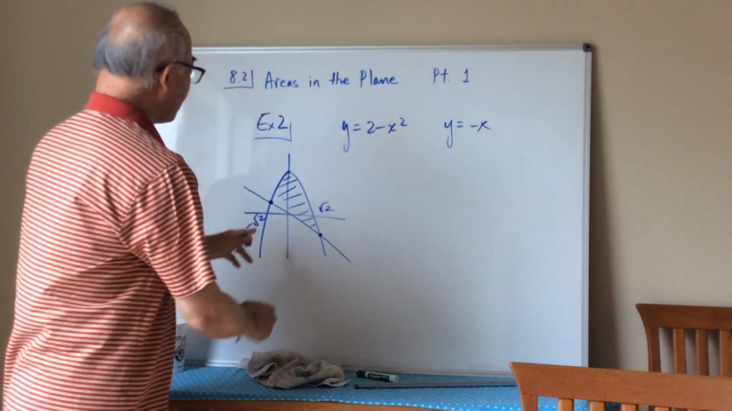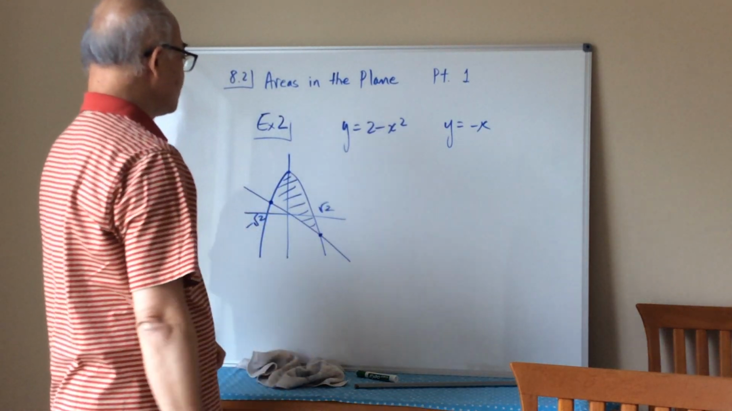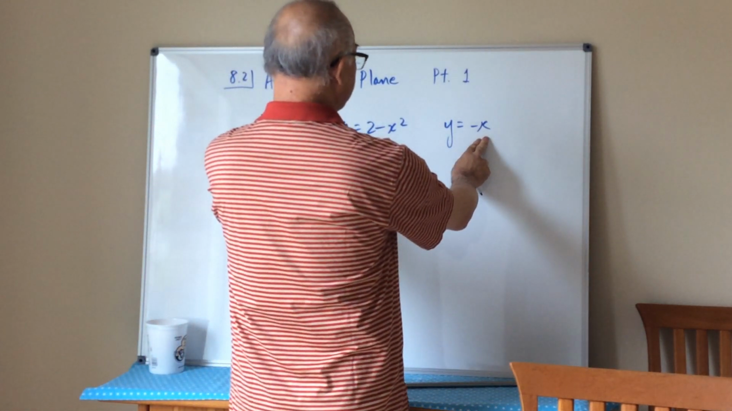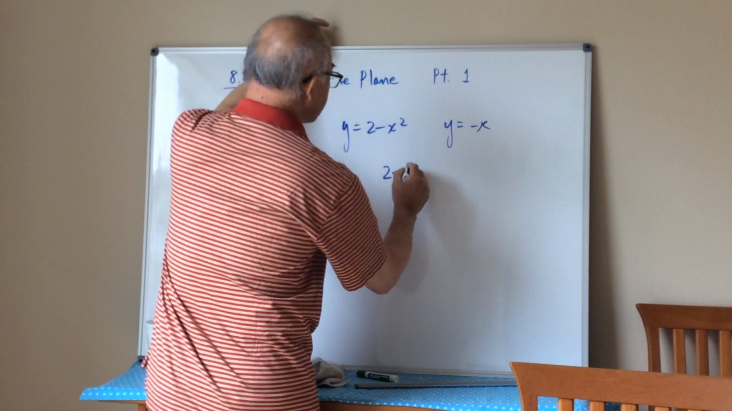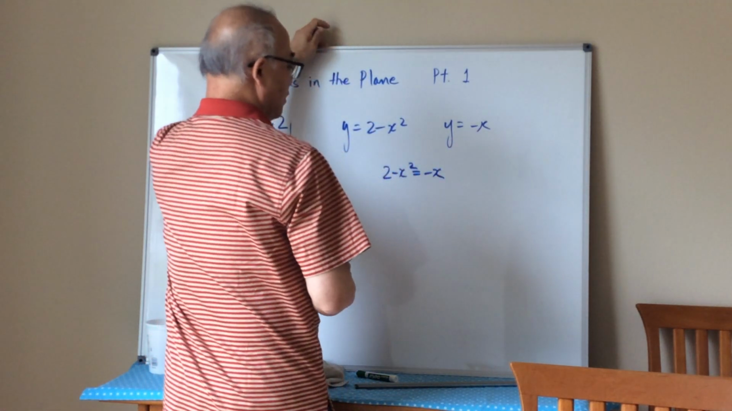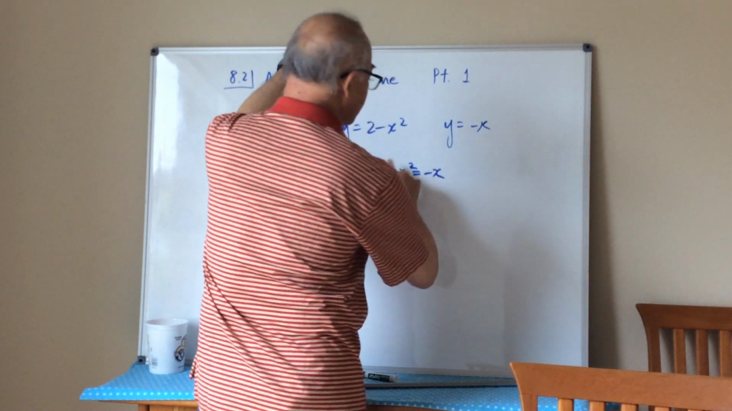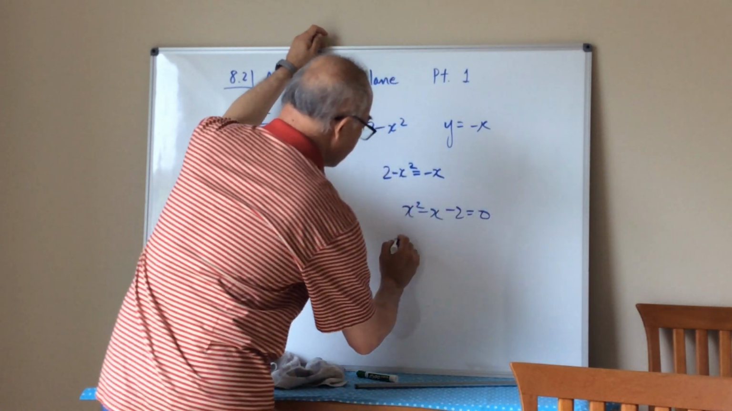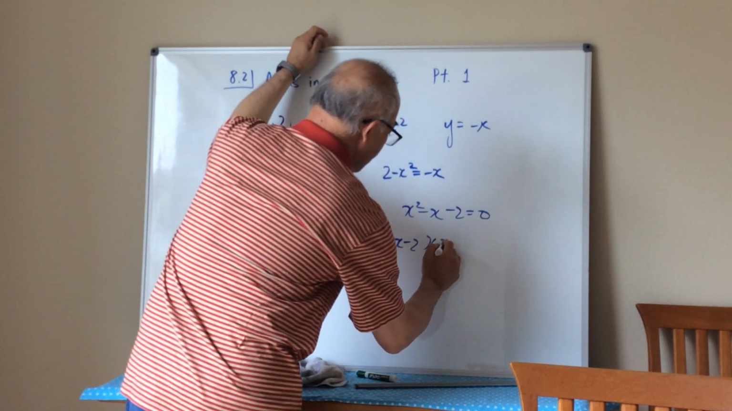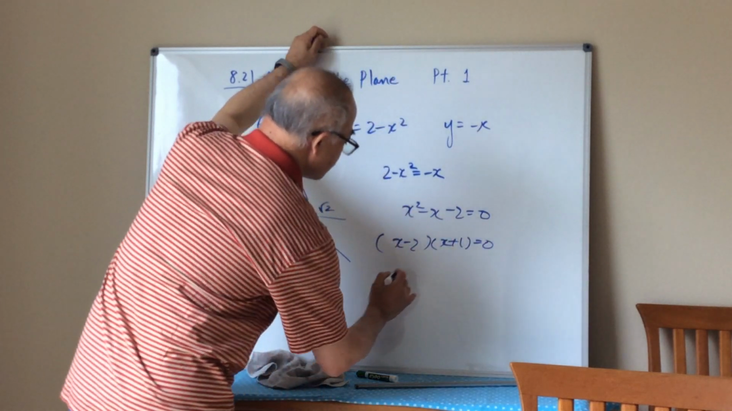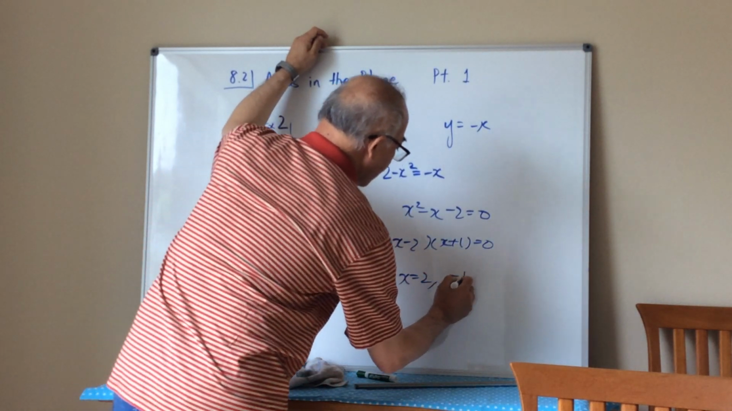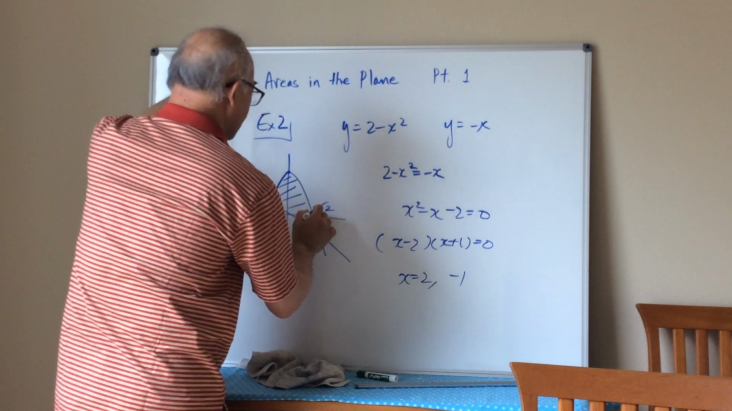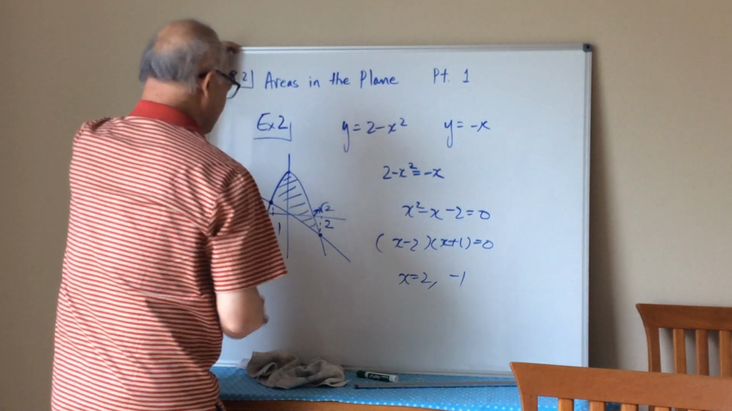Well, in order to find the area, I need to find these 2 points. What's happening at these 2 points? This is where this function is equal to this one, so I set them equal to each other and solve for x. Moving everything over, I get x squared minus x minus 2 is equal to 0. So (x minus 2)(x plus 1) is equal to 0, which means x is equal to 2 or negative 1.